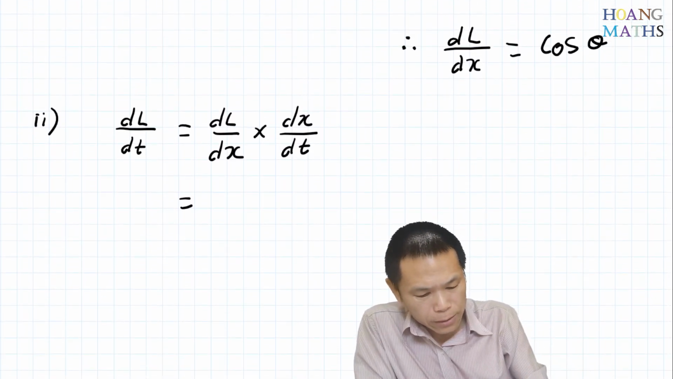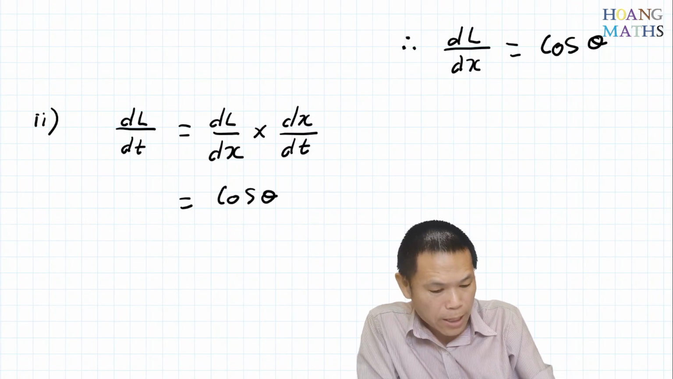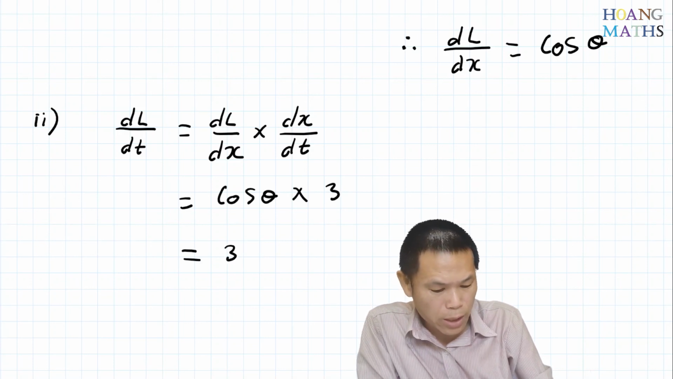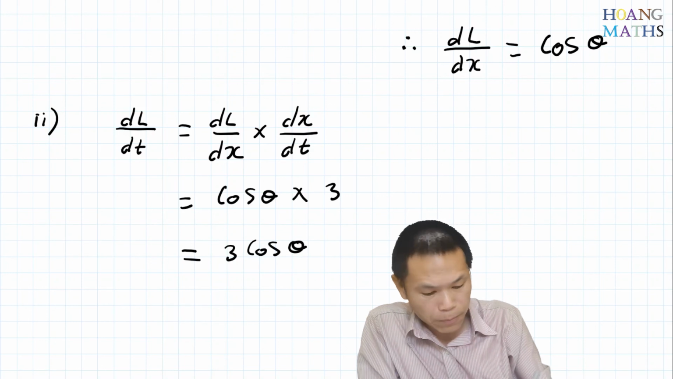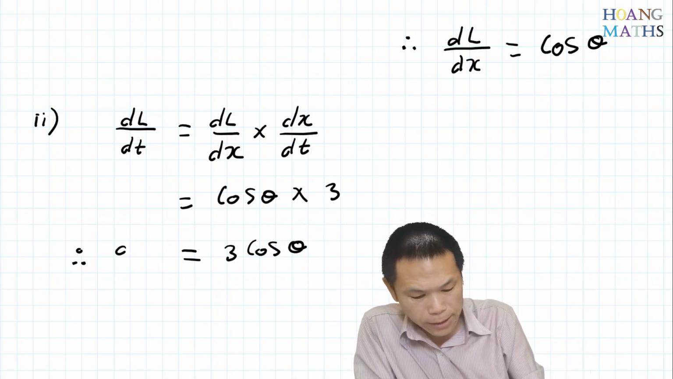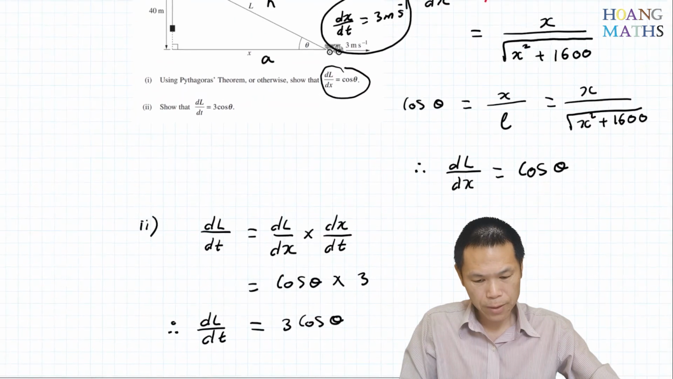So we know dL/dx is cos theta as well, and we times dx/dt, which is 3 meters per second. So times 3, which is 3 cos theta. So therefore dL/dt is 3 cos theta. There you go.